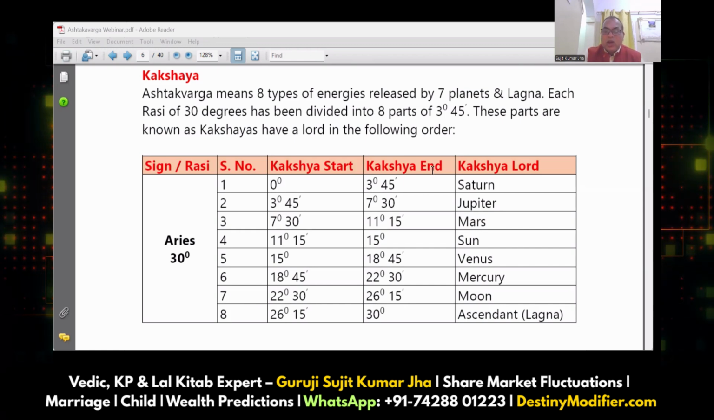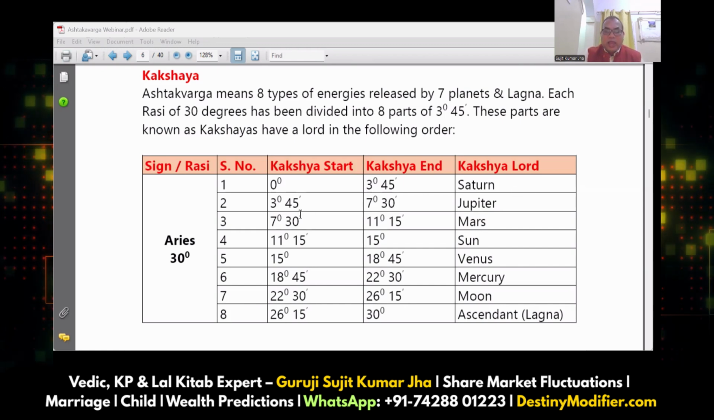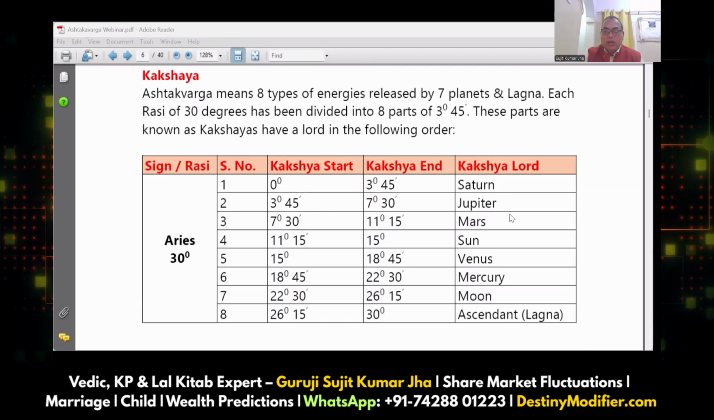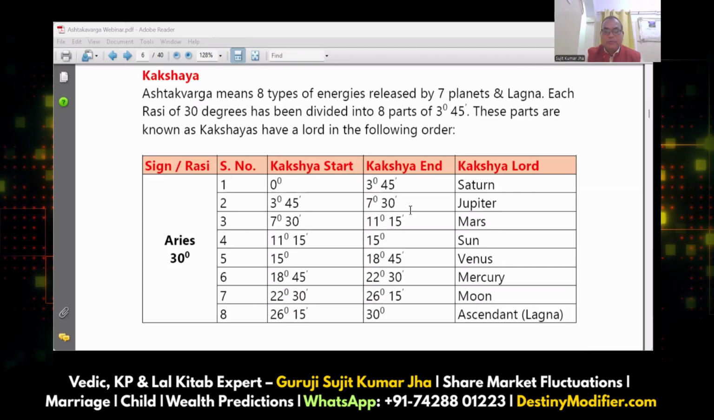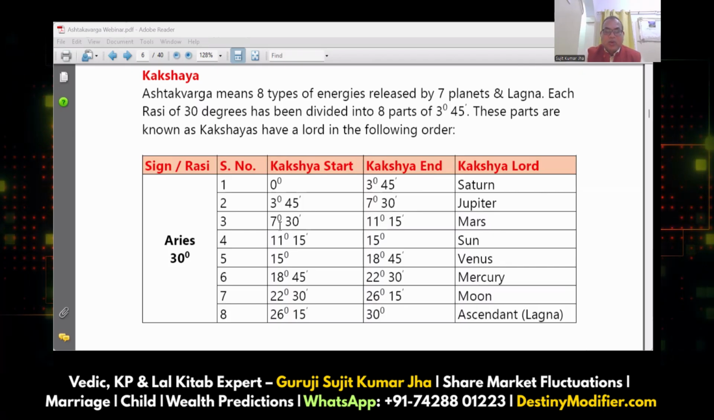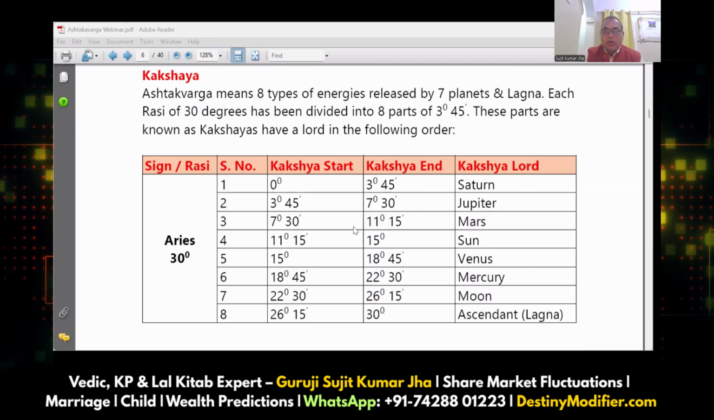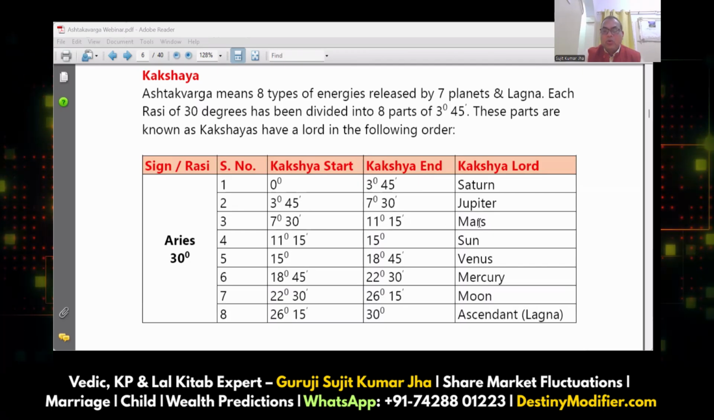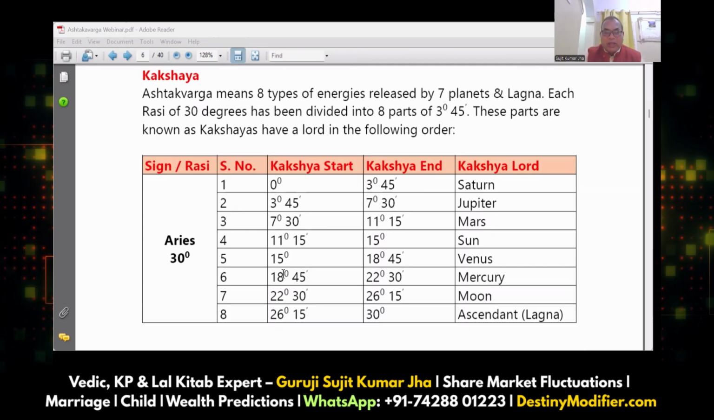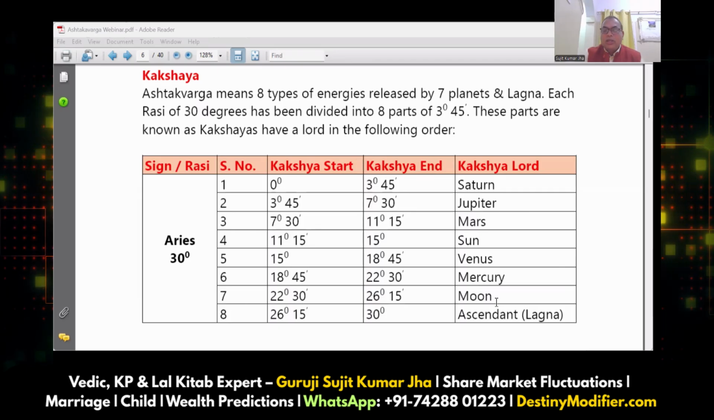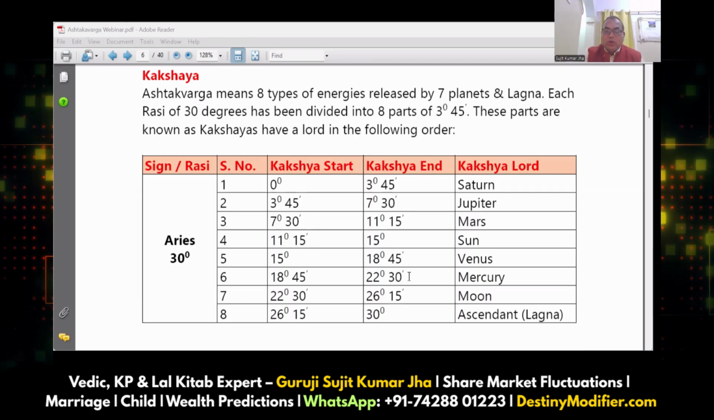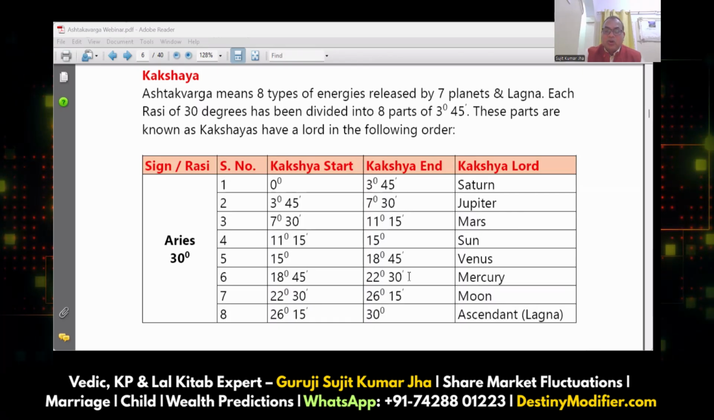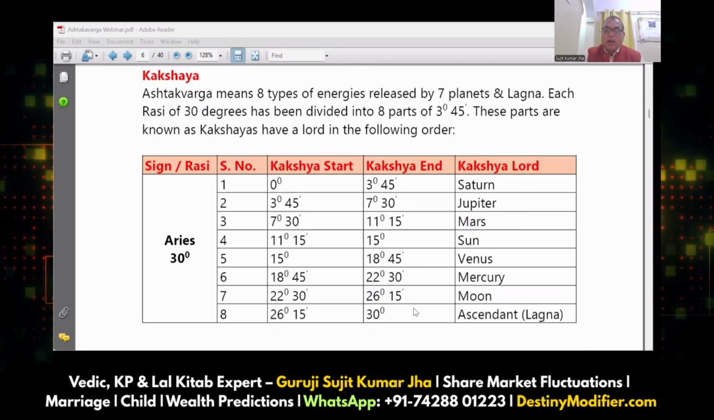The first Kaksha is ruled by Saturn. The second Kaksha is ruled by Jupiter, from 3 degrees 45 minutes to 7 degrees 30 minutes. Then the third Kaksha, from 7 degrees 30 minutes to 11 degrees 15 minutes, is ruled by Mars. Like that, every Kaksha has one lord assigned. On what basis is the lord assigned? It is based on the distance of the planet from Earth.